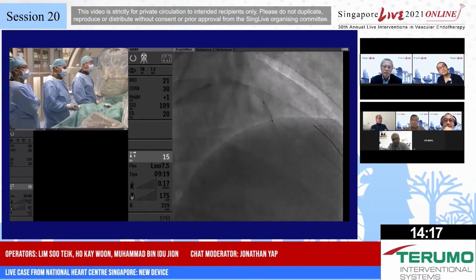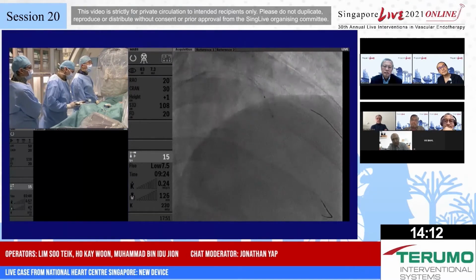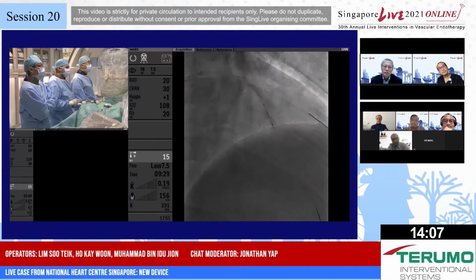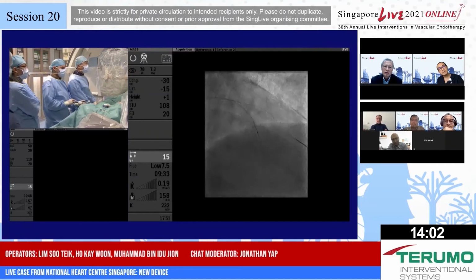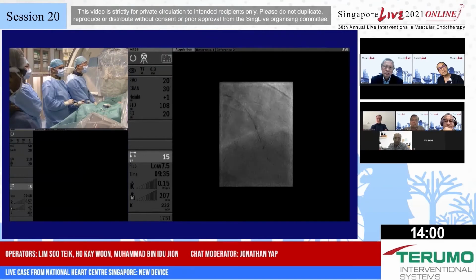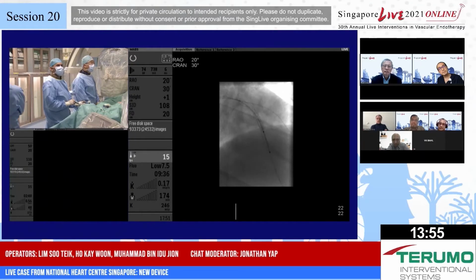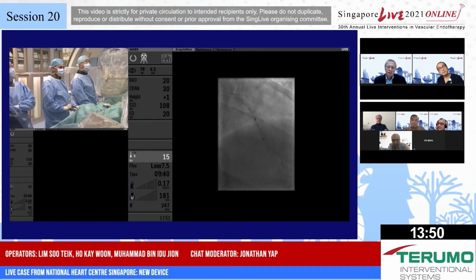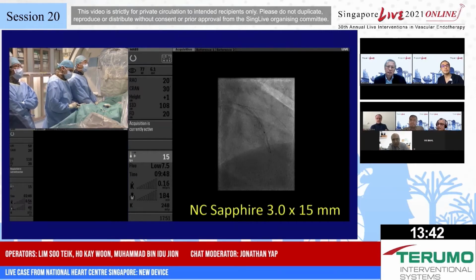Okay, this what balloon? This one, 3015 NC Sapphire 2. Okay, let's not stick out. Let's do a stem boost. Cool, yeah, stem boost. It's too far. One more stem boost, huh? Yeah.